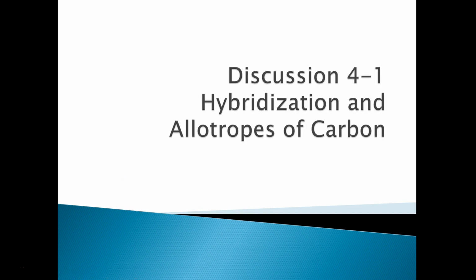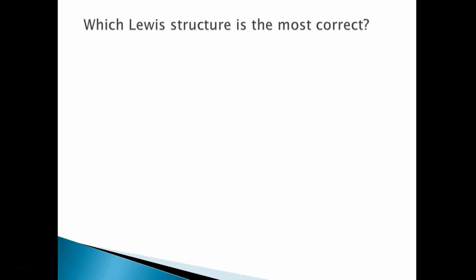All right, we're back for discussion 4-1, hybridization and allotropes of carbon. We talked about Lewis structures and drawing Lewis structures in IB Chem 1 and in the pre-unit 4 podcast. Sometimes there's more than one possible Lewis structure for a compound, and they all obey the octet rule. So we need some kind of way to say which structure is the most correct.